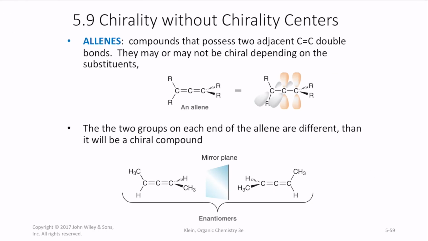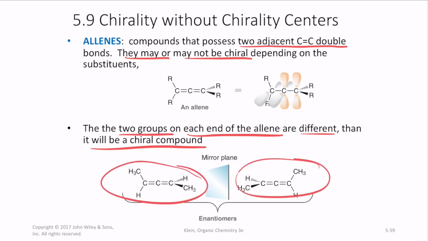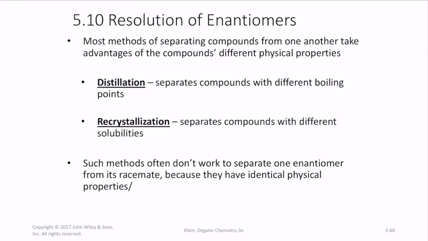Next one is allenes. Allenes are compounds that possess two adjacent double bonds. They may or may not be chiral depending on the substituents. If the two groups on each end of the allene are different, then that will be a chiral compound. Notice that these two structures are chiral compounds of each other, provided that the substituents on each of them are different from each other. Only then can we call these chiral compounds. So these are allenes. Next, how do you separate enantiomers?